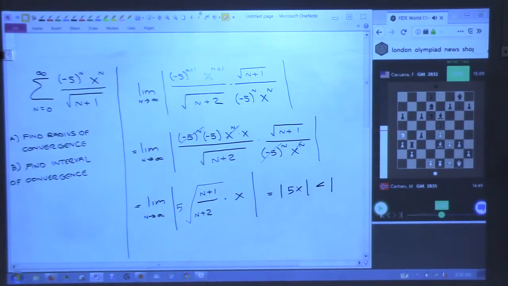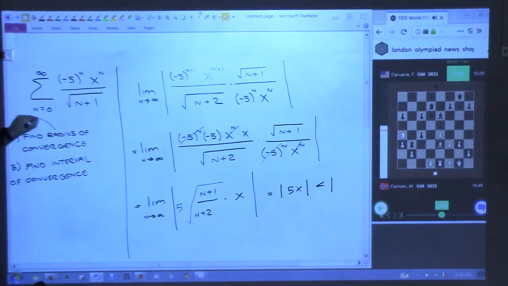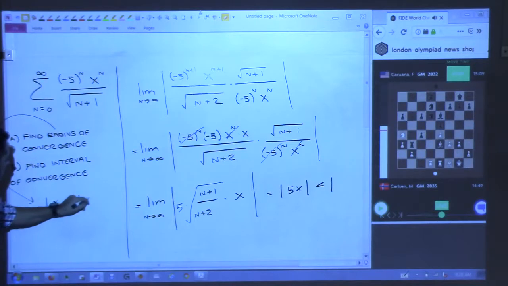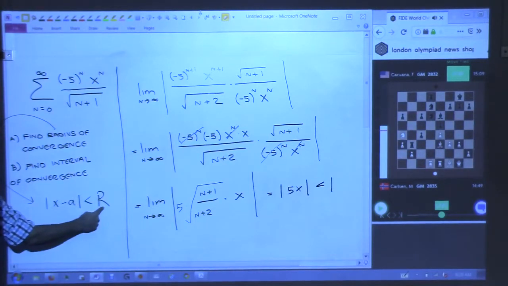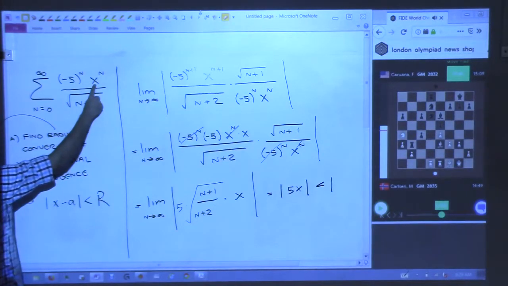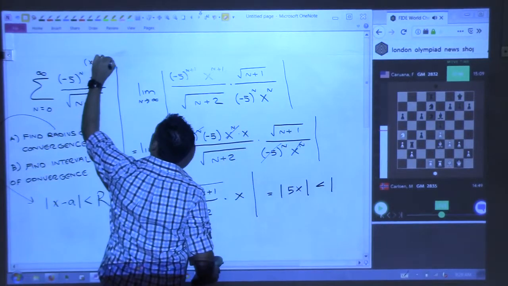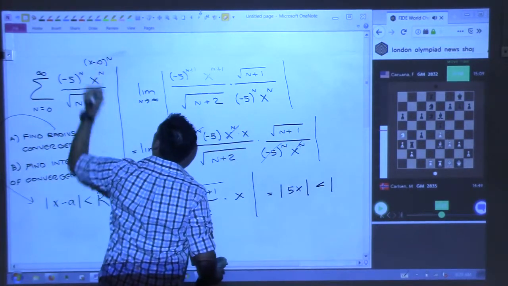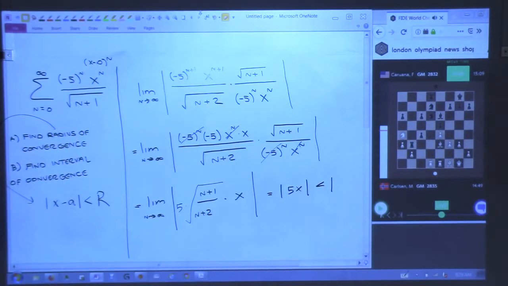Okay, now, let's remember what we're looking for here. Radius of convergence means that we're trying to make it look like this: the absolute value of x minus a needs to be less than some number r, and that's our radius of convergence. So in our original problem, you see where we had x to the n? That's really like x minus 0 to the n. Do you all agree with that? So really a in the problem is 0.